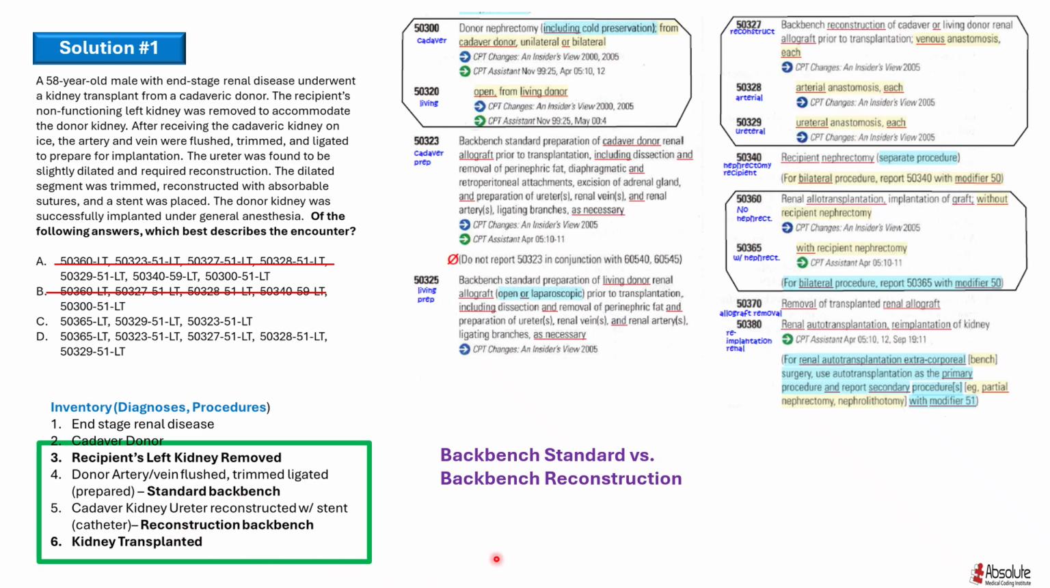All right. So C is correct because it's coding properly for the transplantation, for the reconstruction, and for the backbench work. We're going to get rid of D. C is our answer. And if you said C, coders, way to go, way to go, way to go.